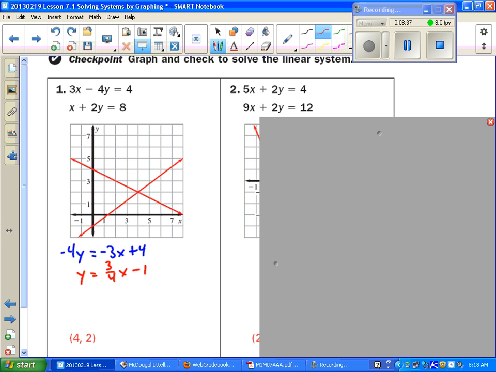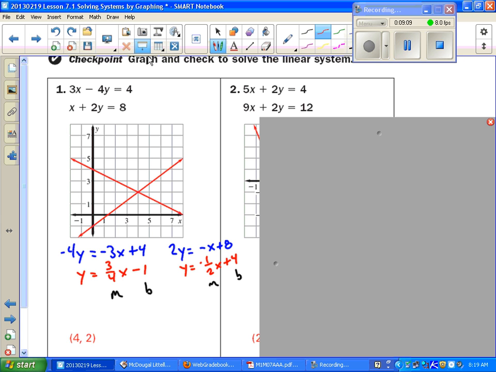Let's go ahead and make our second equation more friendly to graph as well. Subtract x on both sides, and you're left with 2y equals -x plus 8. Get rid of 2 times y by dividing by 2, and y equals -1/2 x plus 4. Now, both of those are much easier to graph. In mx plus b, 3/4 and -1 are your values, and -1/2 and 4 are your values. Graph each of those equations.